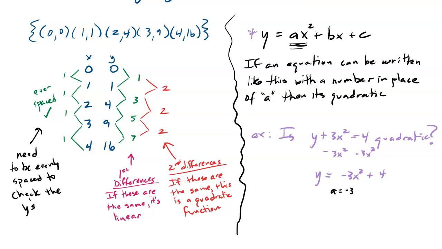The a is going to be the number that's on the x squared term. The b is the number that's on the x term. And then the c is the number that's by itself. But the a is the only one we are going to look at. Because there's a number in place of a, this is quadratic. Now, if you have powers other than 2, then it's not quadratic, like cubed. That'd be cubic. And I don't think you have any of those today.